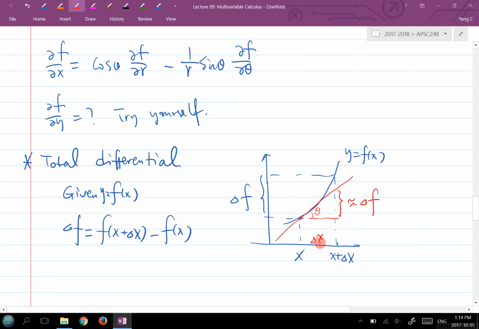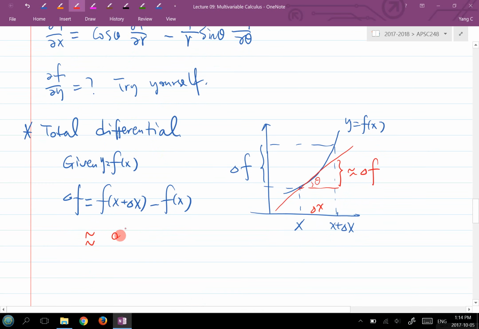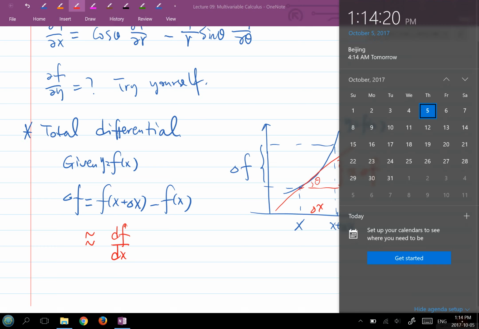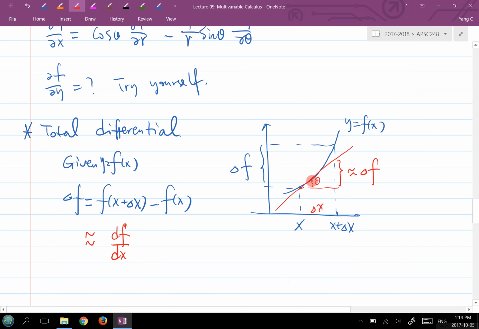So the bottom line is that delta f can be approximated using the derivative of this function with respect to x, or the slope here, times that small distance delta x. Good?